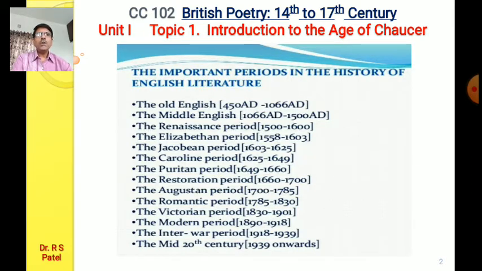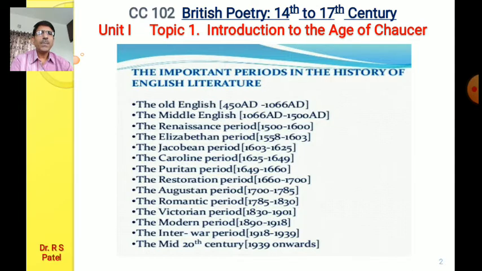Now the name of the paper, that is British Poetry in English literature, we have three major genres or forms of literature: drama, poetry and prose. So in this paper we are supposed to study poetry. Poetry written and published by the British writers during these 400 years, roughly speaking, from 14th century to 17th century.